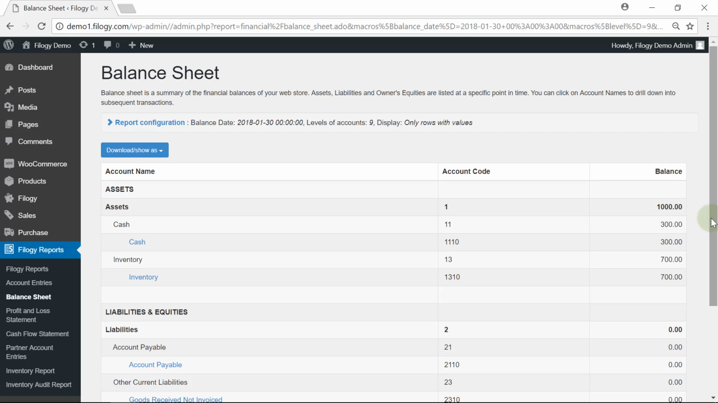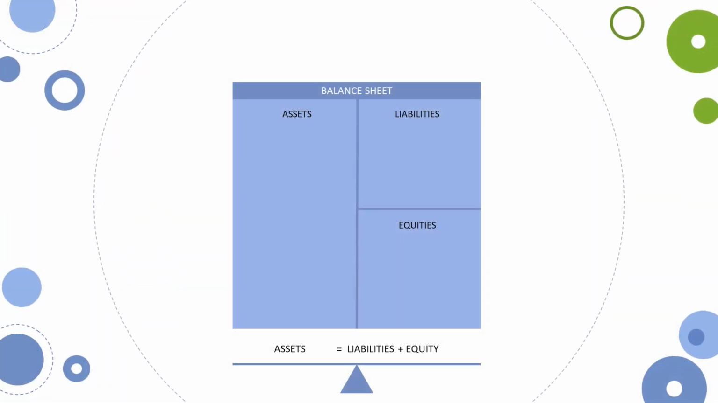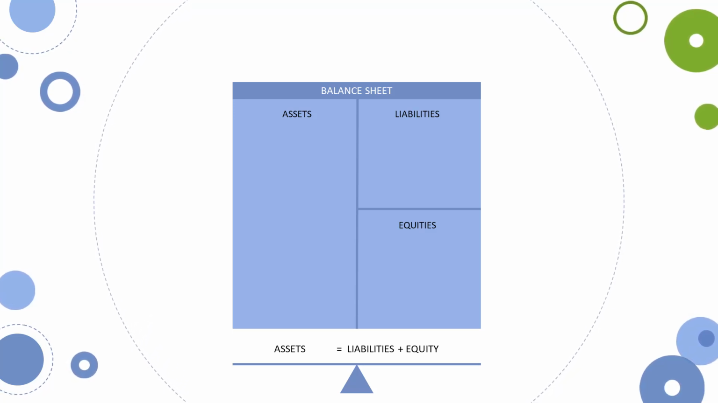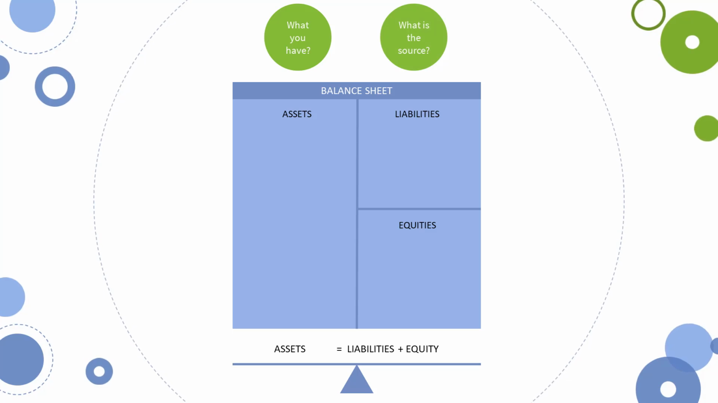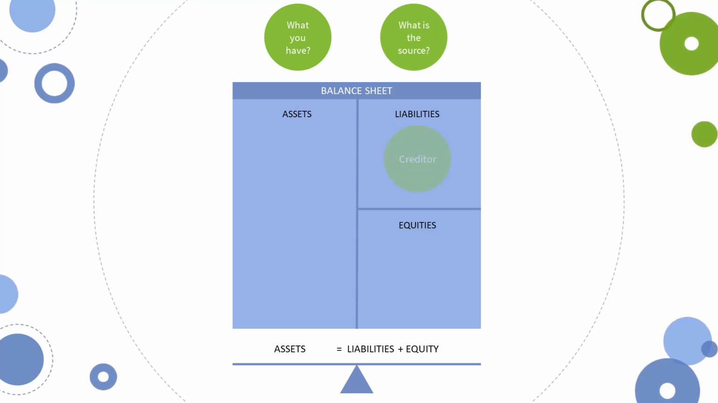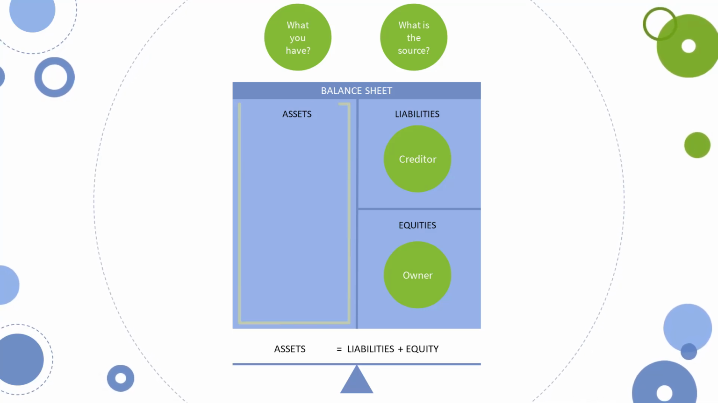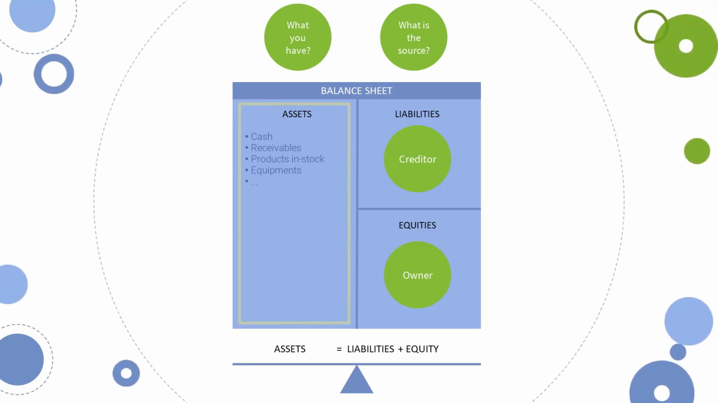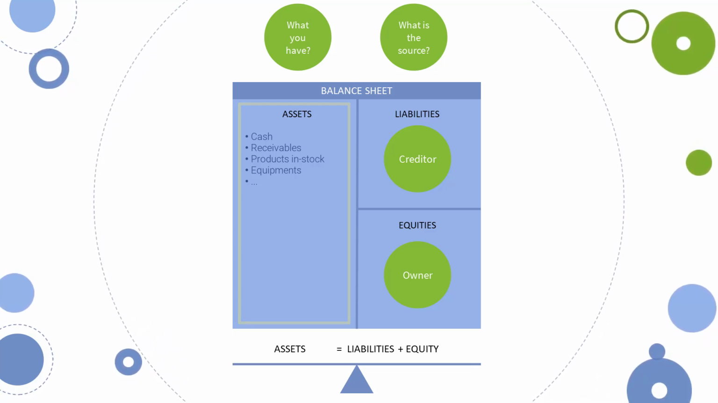The balance sheet appears. But what can you see on the balance sheet? The balance sheet has two sides. The left side shows what you have, the right side shows what is the source of it. The source can be a creditor or an owner. The left side is called Assets. It can be, for example, cash, receivables, products in stock, or equipment of the business.